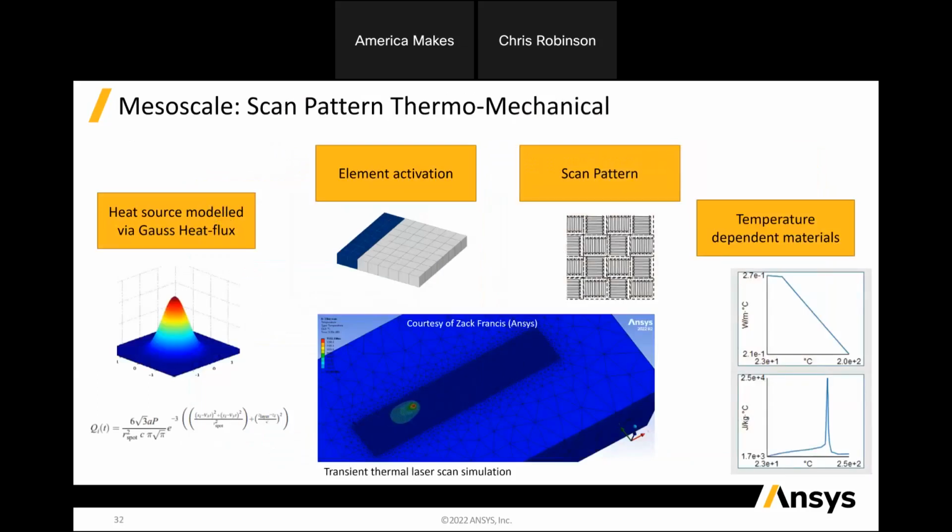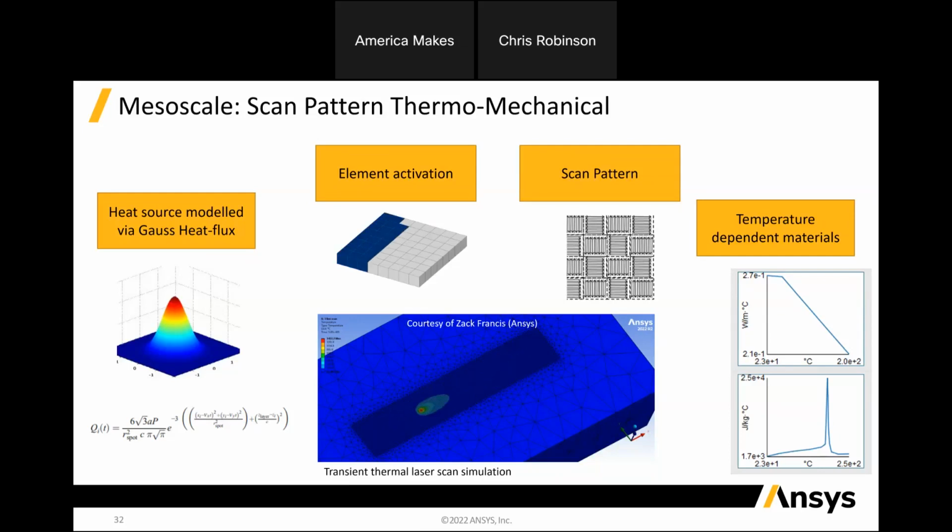As I was mentioning before, at the mesoscale you can represent the laser with a Gaussian heat flux model. Depending on the process you're looking at, for instance in DED, the G code drives the element activation. With powder bed fusion, we'll often do a full scan pattern, and we have several different layers or levels of fidelity that you can use in the mesoscale.